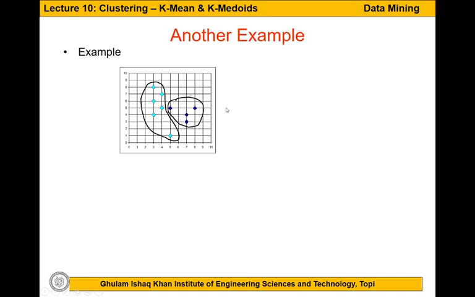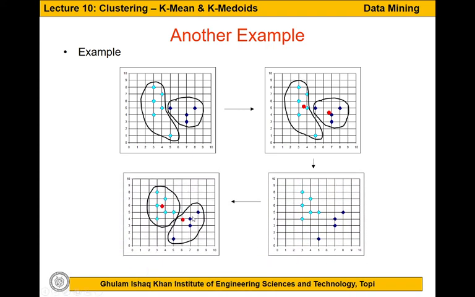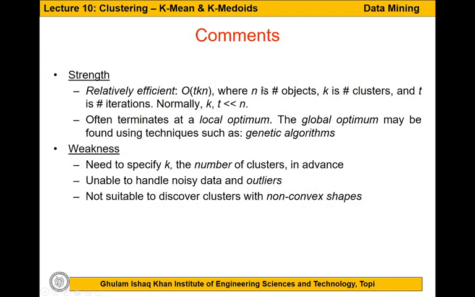Now this is another visual example where initially these two groups were created, cluster centroids are there, and based upon the distance between the centers and the cluster points, clusters are formed. Later these cluster centroids are updated and the new clustering is formed. So this is how k-means works. A major strength of k-means is its efficiency in terms of time: it takes order of t k n time, where n is the number of objects, k is the clusters, and t is the number of iterations, right?